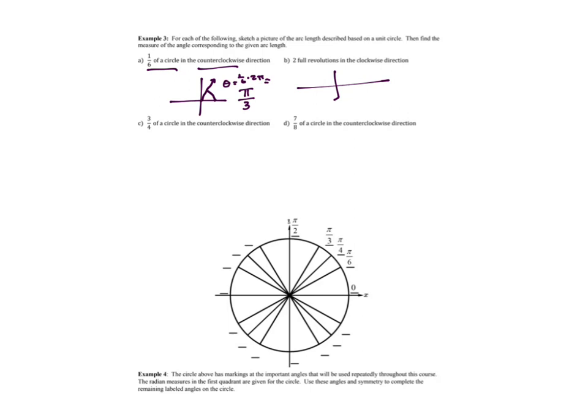2 full revolutions in the clockwise direction. 2 full revolutions in the clockwise. Right. It's a symbol. We have to show it's negative. So by the time I've gone 2 full revolutions, I've gone 2 times 2 pi, 4 pi. But I went backwards, so theta equals -4 pi. Good. On our drawings, we have to show like a swirl, the reverse of that.